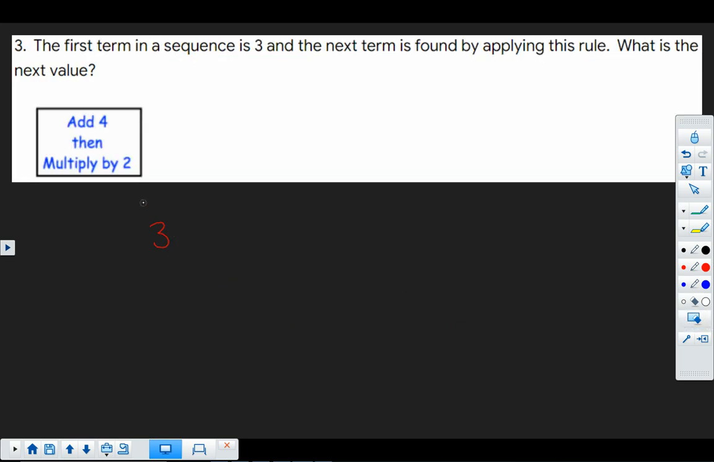Okay, so we start with 3, then we're going to add 4, plus 4 equals 7. We're then going to multiply by 2. 7 times 2 is 14. And a nugget with similar sorts of principles then is 22.03.